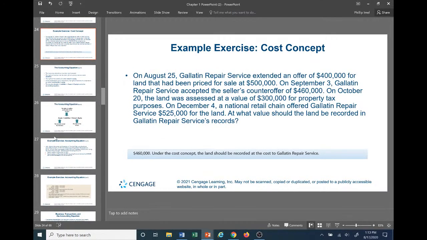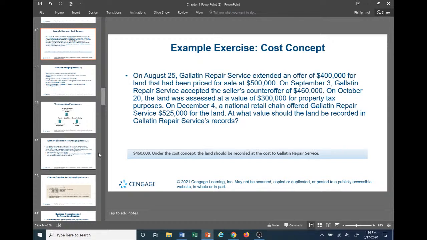So let's go over a little cost concept exercise here. Let's assume on August 25th, Gallatin Repair Service extended an offer of $400,000 for land that had been priced for sale at $500,000. On September 3rd, Gallatin Repair Service accepted the seller's counteroffer of $460,000. On October 20th, the land was assessed at a value of $300,000 for property tax purposes. On December 4th, a national retail chain offered Gallatin Repair Service $525,000 for the land. At what value should the land be recorded in Gallatin Repair Service's records?